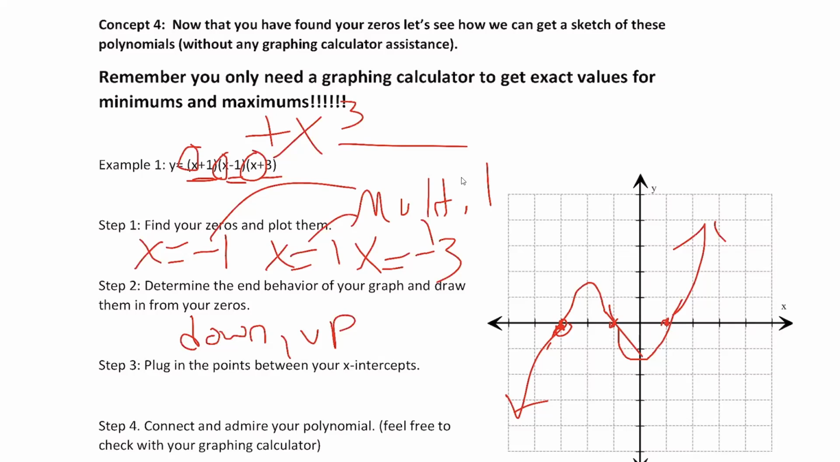We could sketch this in Desmos and it might look something like this, or it might go really far down. If we wanted a better picture, we would use our calculator to get our relative maxes or mins, because that would tell us how far or how high these humps go. But for what we're doing, we're just trying to get a rough sketch, like we've seen before.